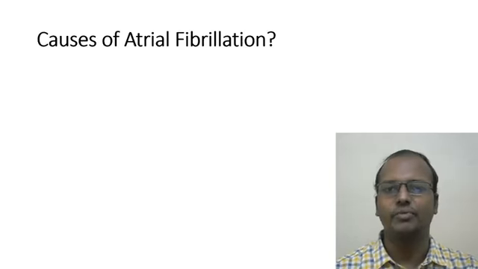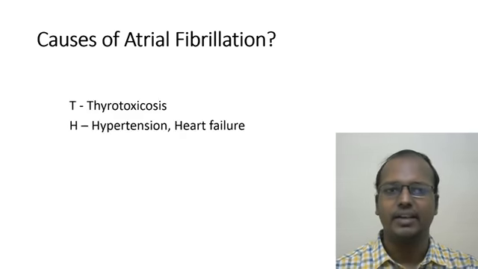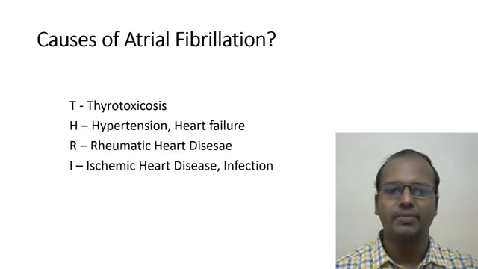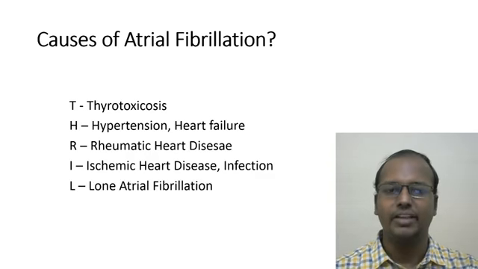So what are the causes of atrial fibrillation? Any idea? It can be remembered easily with the help of a mnemonic named THRILL. T for thyrotoxicosis, H for hypertension and heart failure, R for rheumatic heart disease, I for ischemic heart disease or infection. Ischemic heart disease includes myocardial infarction, especially right ventricular myocardial infarction. And L for lone atrial fibrillation.